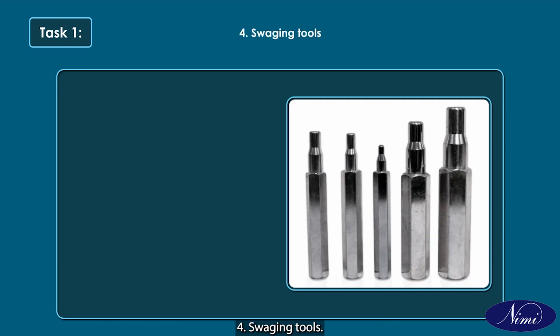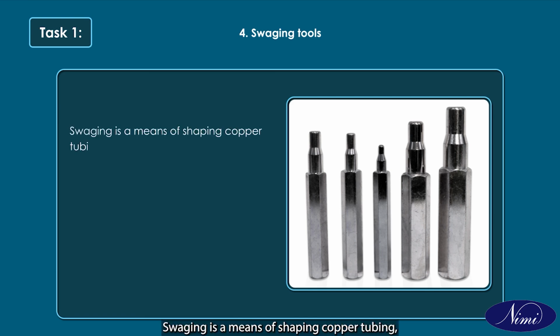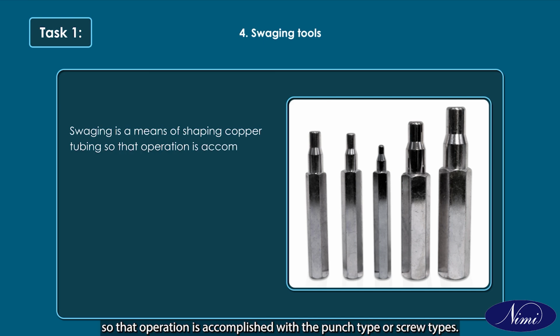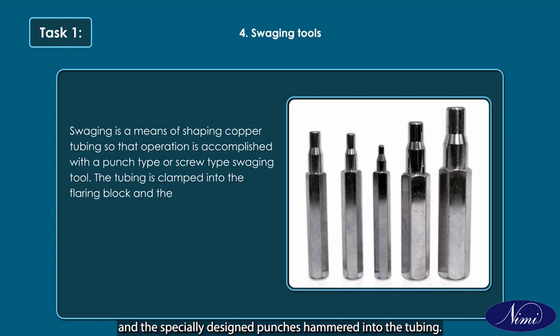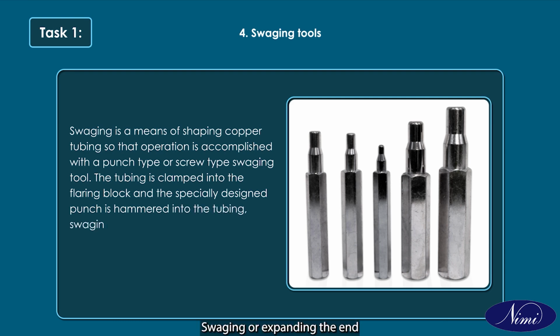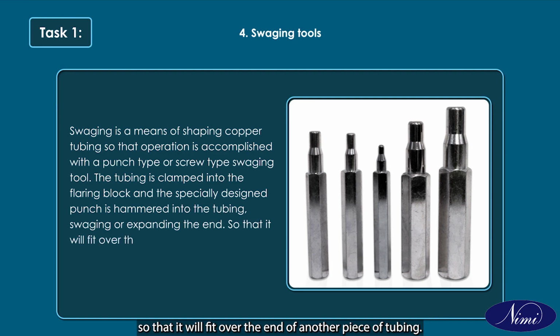Number 4. Swaging tools. Swaging is a means of shaping copper tubing, and the operation is accomplished with a punch type or screw type swaging tool. The tubing is clamped into the flaring block and the specially designed punch is hammered into the tubing, swaging or expanding the end so that it will fit over the end of another piece of tubing.